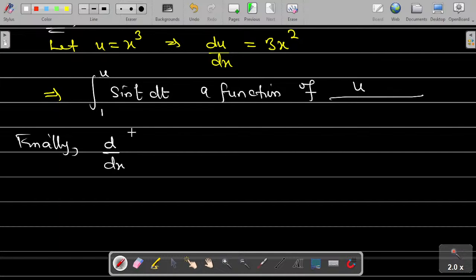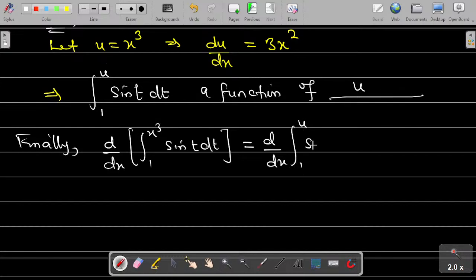So you will now have that d/dx of the integral from 1 to x cubed of sine t with respect to t is going to be equal to, now if we replace our x cubed with u, so we'll now have the integral of sine t with respect to t. Okay, remember to put our brackets here.